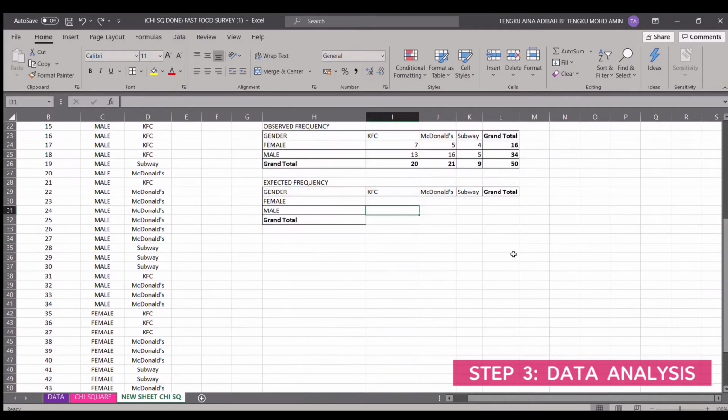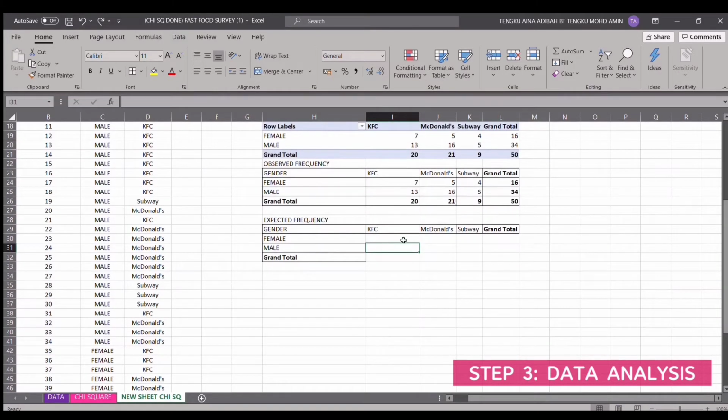So to find the value, the formula would be this grand total multiplied by this grand total of KFC, because we are in the column of KFC, and then divided by the total of all the respondents, and then click enter. There we get the value.